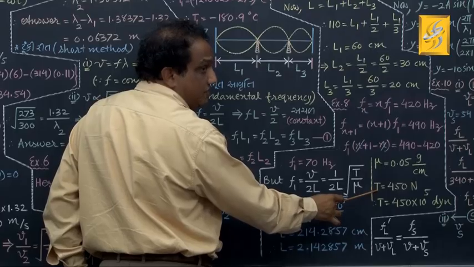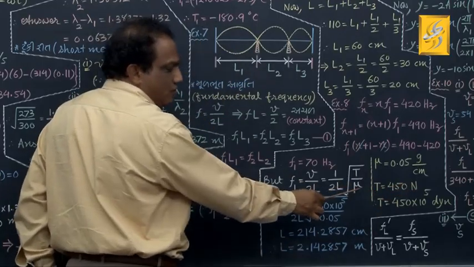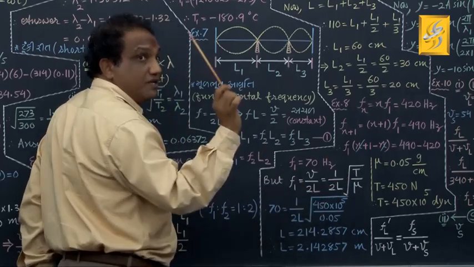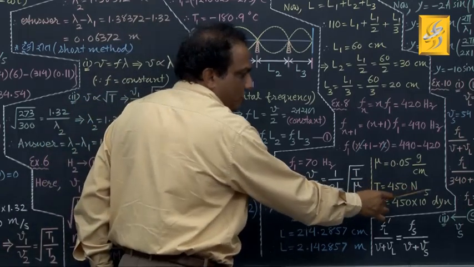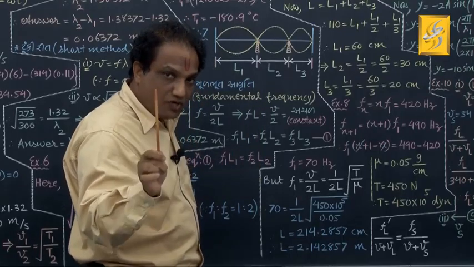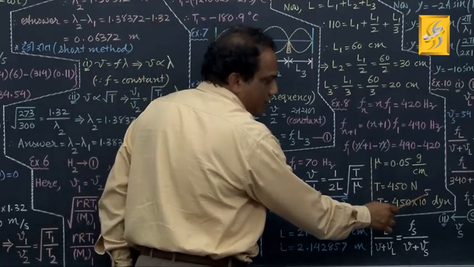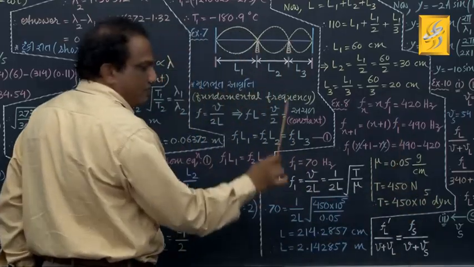Now, the tension in the string they have given is 450 Newton. When you are taking this value in CGS, this also should be taken in CGS. So let me convert Newton to dyne. In the first semester you must remember we had proved that 1 Newton is equal to 10 raised to 5 dyne.